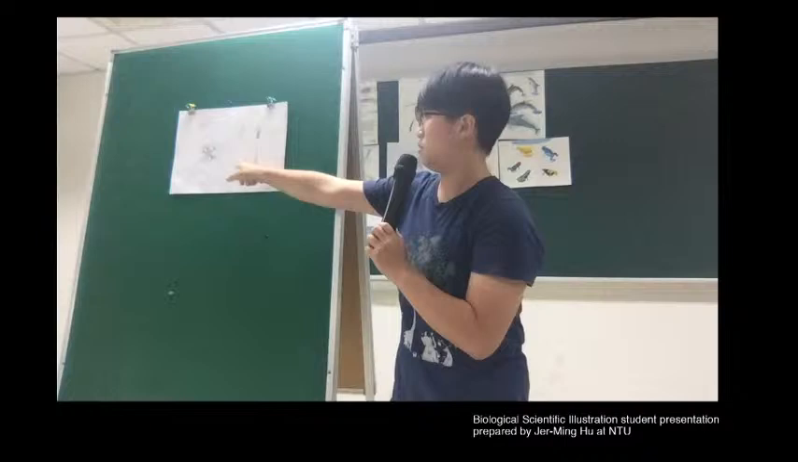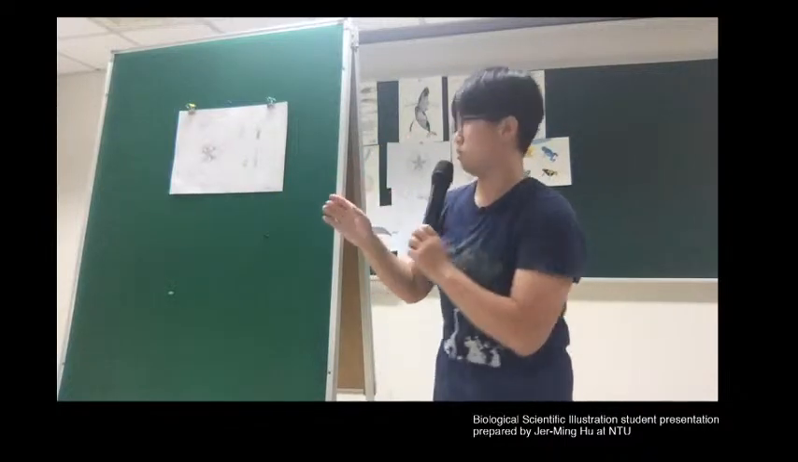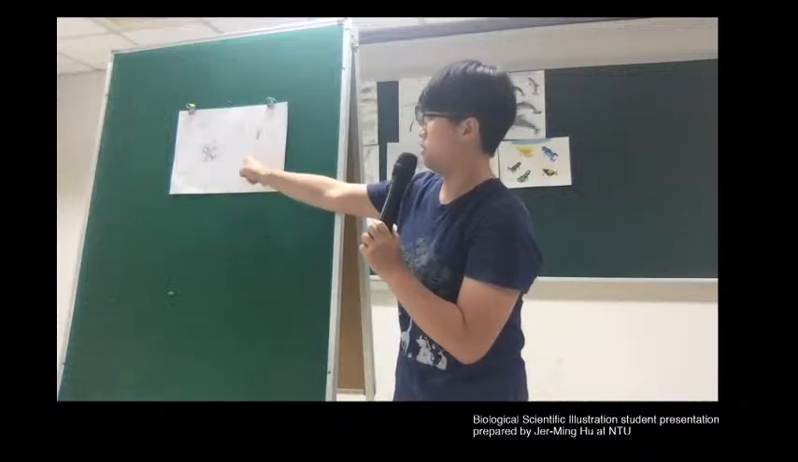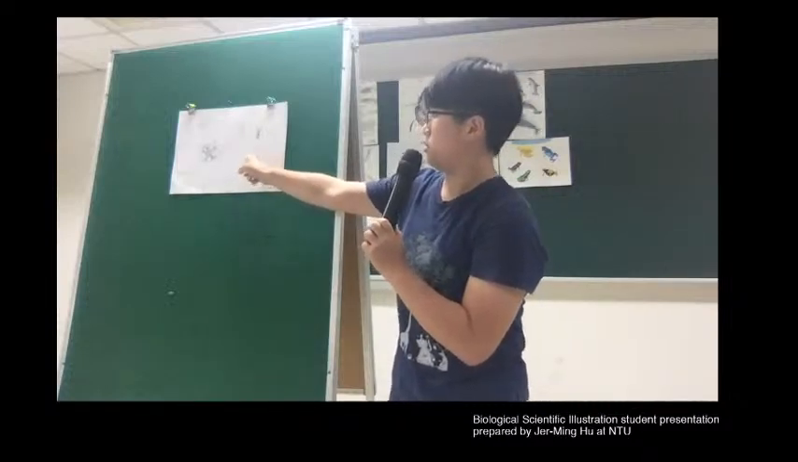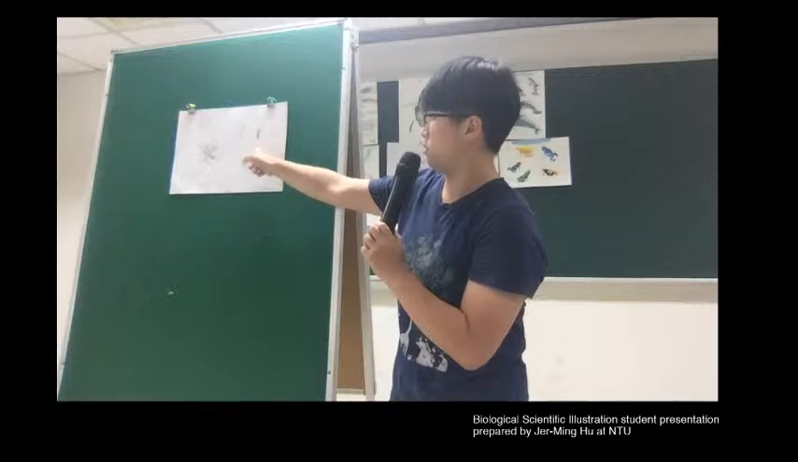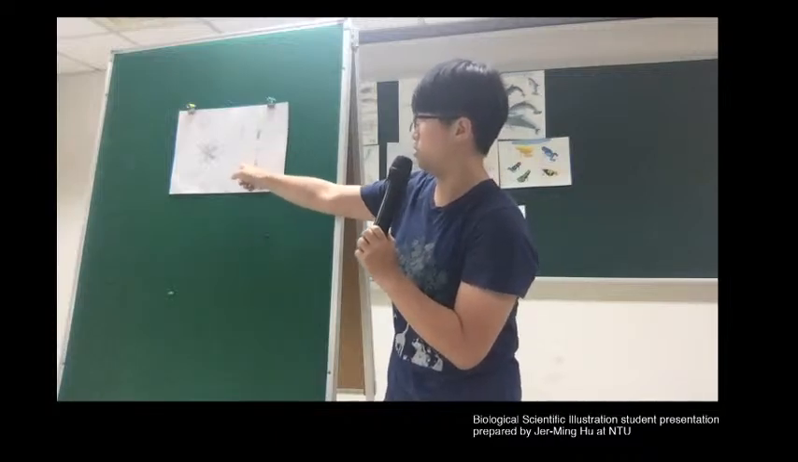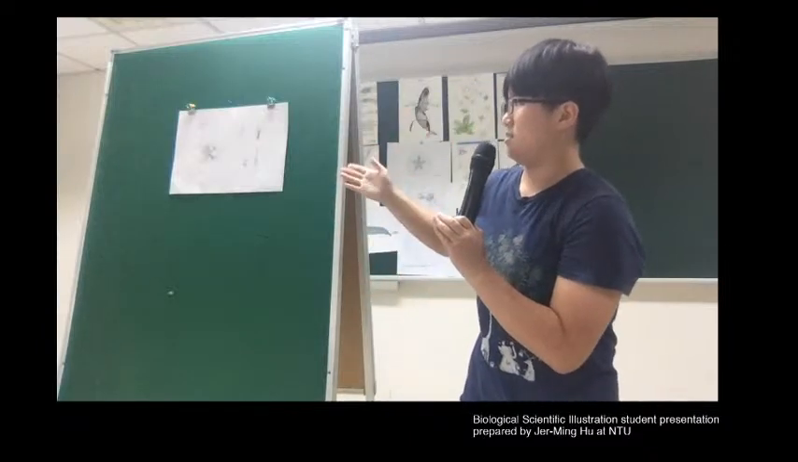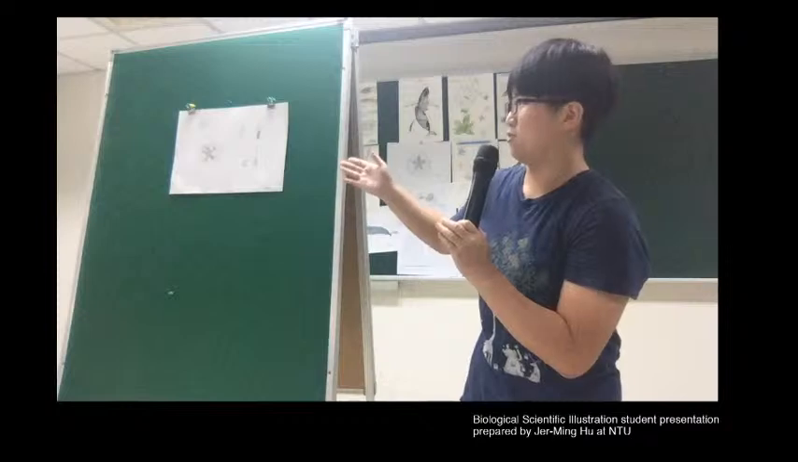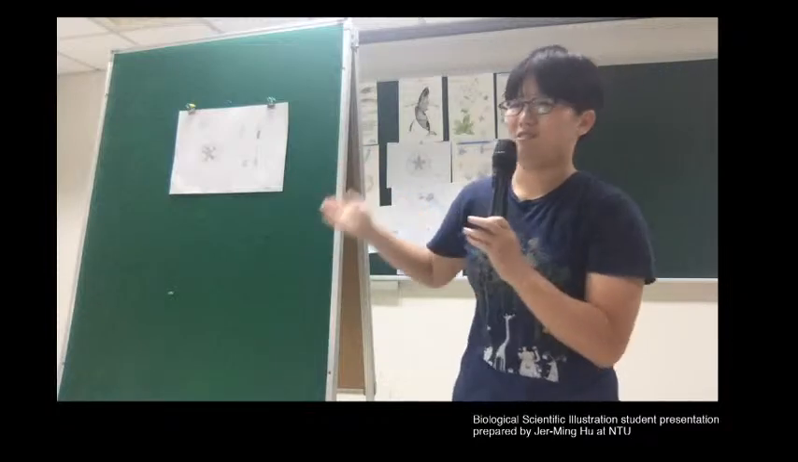Then the inner part is the stamen, the male organ. So here is a septum. The septum's function is to separate the female organ and the male organ, in case they self-pollinate. So this is the reason why I tried to draw this complicated flower. That's it. Thank you.